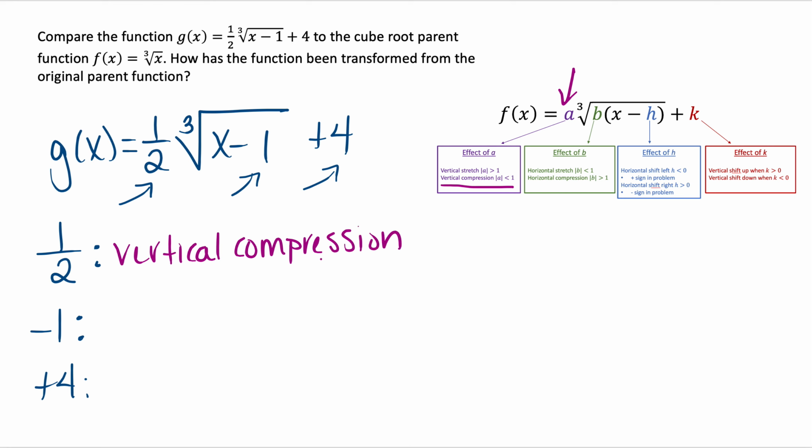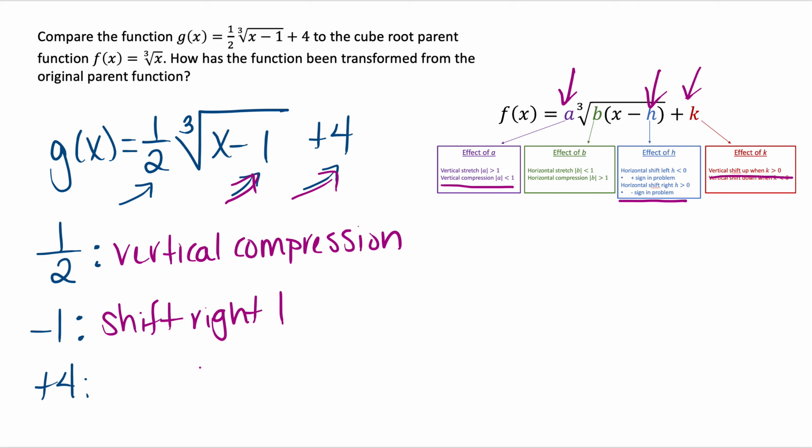Now we have the minus 1. Notice the minus 1 is inside the cube root, so that is going to be a value of h. This tells me that I have a shift right when I have a minus sign in my problem. So this is going to shift the graph right 1 unit. And then I finally have a plus 4 on the outside. That plus 4 is a value of k, and it's going to be a shift up when k is greater than 0. So this is going to make the graph go up 4 units.